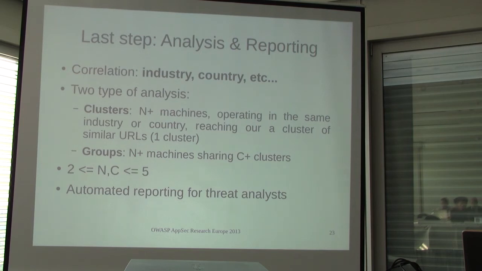I can query whatever I want. So as it is now, the system automatically looks for those machines and clusters between 2 and 5. This value can make a change for that, with machines that are in the same industry. We have like 20 different industries, so either the same industry, the same country, or both.